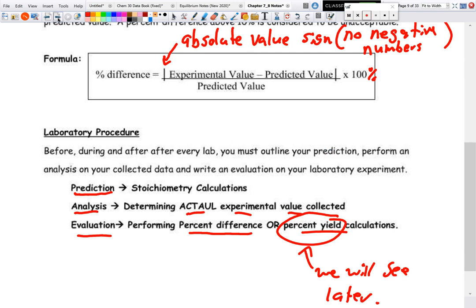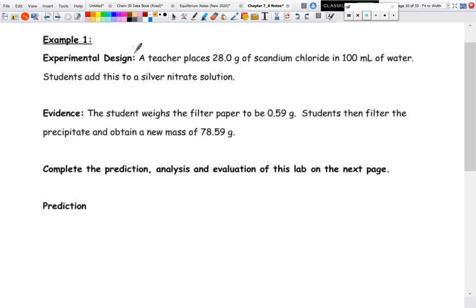So let's have a look at a typical experimental design and how we actually go through our prediction, analysis, and evaluation. Example 1, experimental design. A teacher places 28.0 grams of scandium chloride. Of course, scandium chloride is Sc3+ and chlorine is 1-. So when we drop and swap, that gets to ScCl3. That is our scandium chloride. Scandium is 3 plus. When in doubt, check your data booklets.